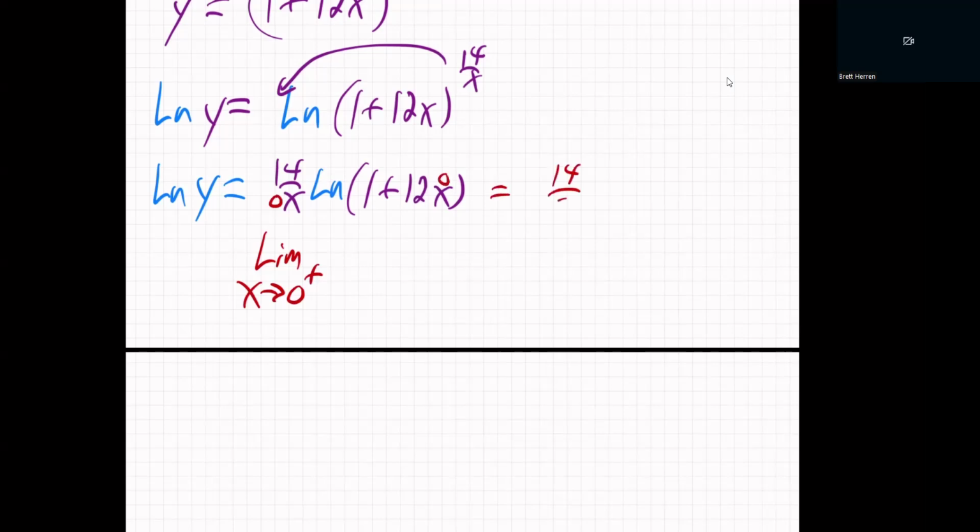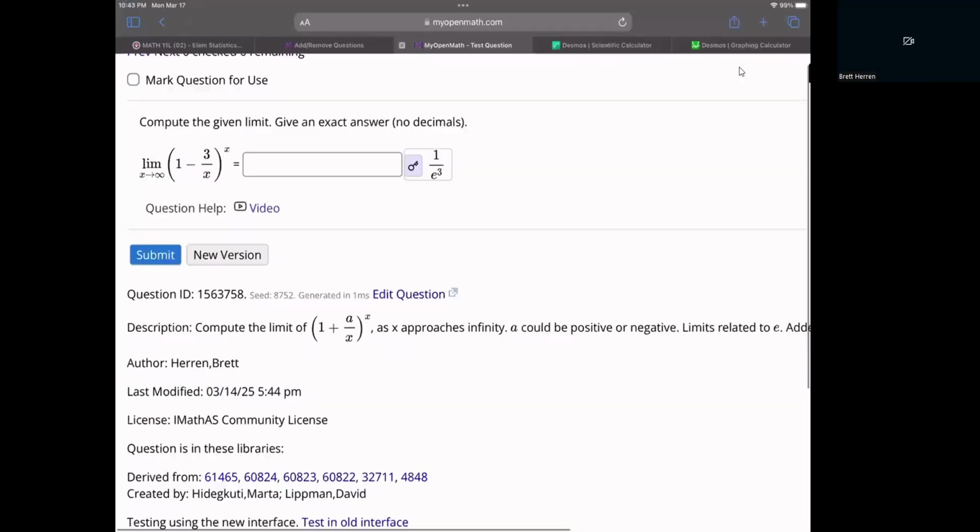I'm going to get 14 over 0 from the right times ln of 1 plus 12 times 0. That's just 1 plus 0. So now that's positive infinity. Why? Because anything over 0, the denominator, the bottom goes to the top, 0 goes to 14 infinite times. It's positive over positive, it's positive infinity. Then ln of 1, and what's ln of 1? Well, it's 0.